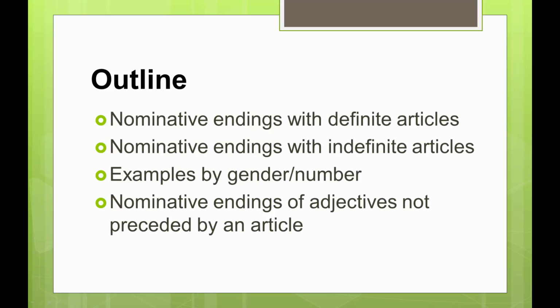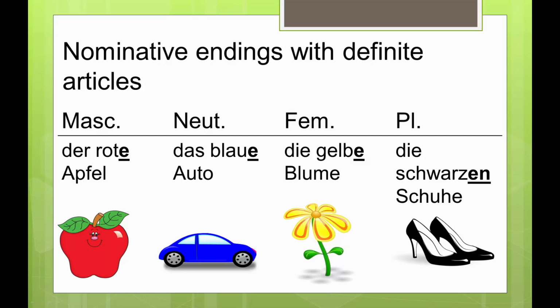Here's an outline of what we'll go through. We'll have the nominative endings with definite articles first, followed by nominative endings with indefinite articles, then some examples by gender and number, and then nominative endings of adjectives not preceded by an article. So first of all, the nominative endings with definite articles.